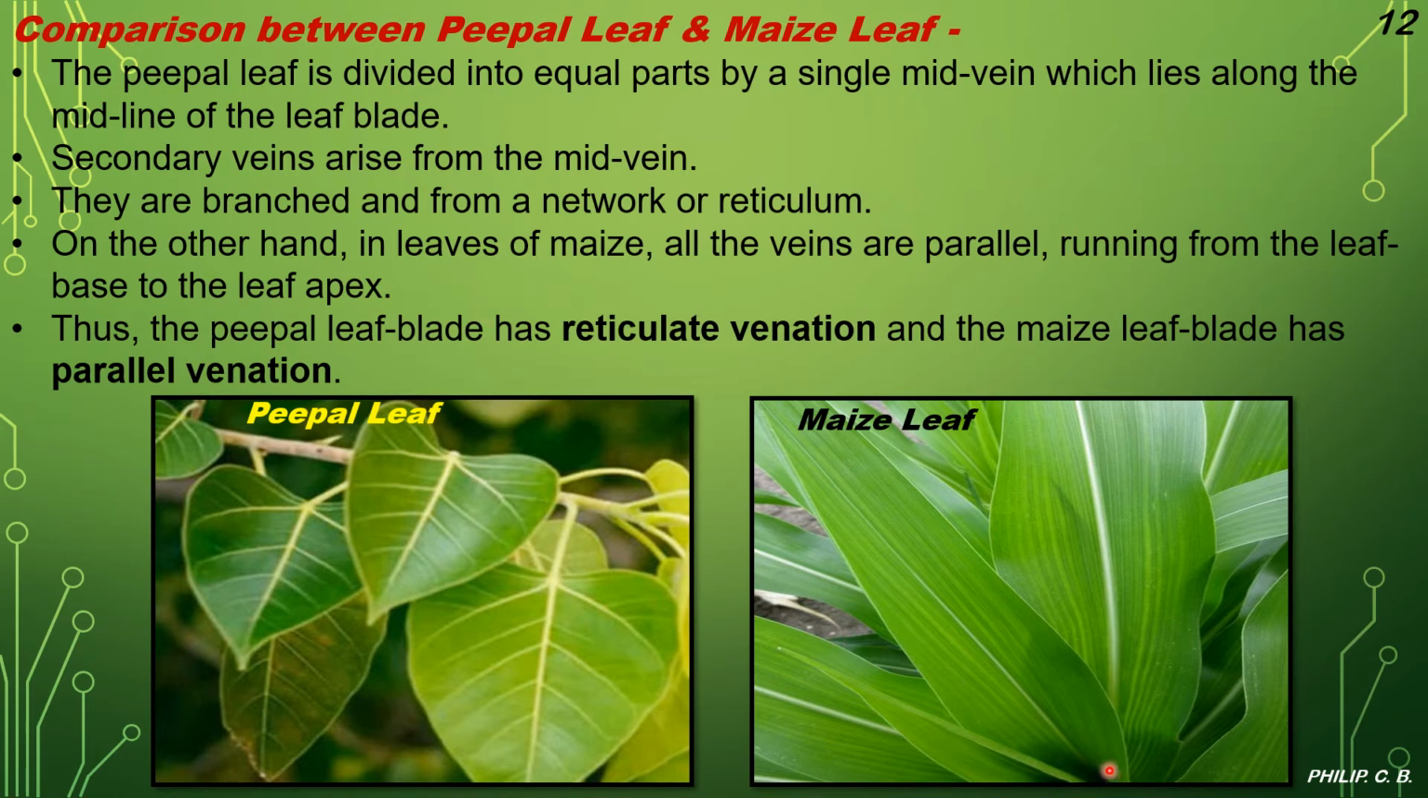So it is the same way throughout the leaf, parallelly going from the midrib to the tip part. Thus the peepal leaf blade has a reticulate venation and the maize leaf blade has a parallel venation. By the meaning of reticulate, you can understand by seeing the leaf having a midrib and then veins which arise and form a network. Where if you see parallel venation, the parallel which you come across in mathematics also, from the midrib the veins go parallelly. Clear?